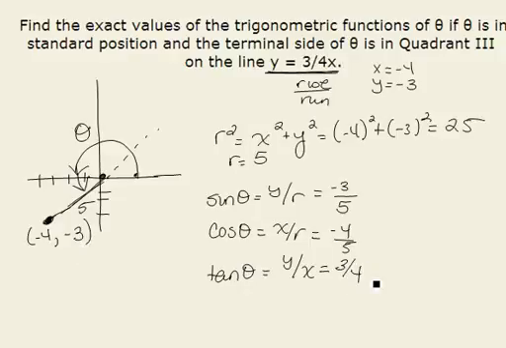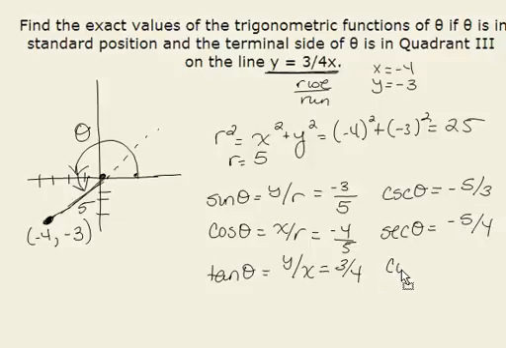We are now ready for our reciprocal identities. We know that cosecant of theta is 1 over sine, or the reciprocal of sine, which is equal to -5/3. Cosine and secant are reciprocals, where the secant of theta is 1 over cosine, or -5/4. Finally, cotangent of theta is the reciprocal of tangent, which is equal to +4/3.